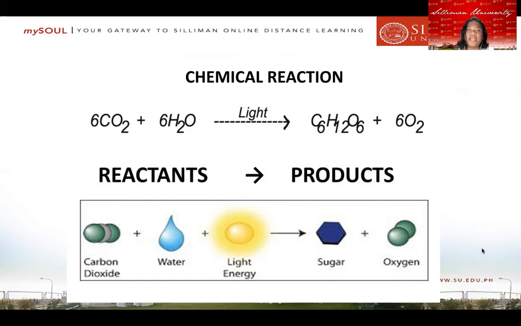form new products. So this is the chemical reaction of photosynthesis where you need carbon dioxide and water, and of course sunlight to produce oxygen, and of course your sugar or the glucose. So here from carbon dioxide, water, and sunlight, you're able to form new products. So basically these are the two sets of substances or two components in a chemical reaction.